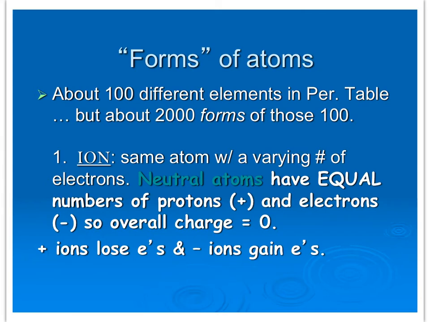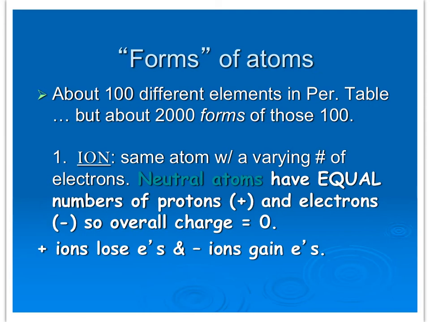Atoms can come in what we consider like different forms. There are only a little over 100 elements on the periodic table, but they can vary in some differing ways that give us about 2,000 different atoms. So the first sort of way atoms can be different is if they become ions. So that's when electrons, which are the outermost part of the atom, are either gained or lost.